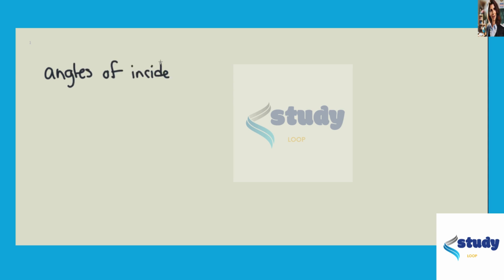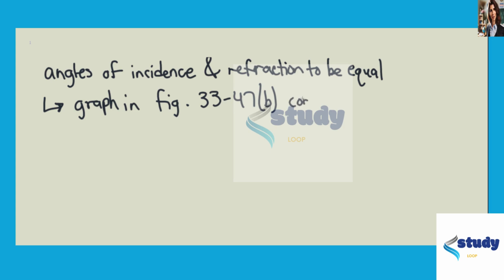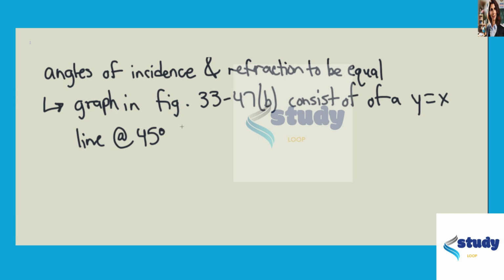So here we need the angles of incidence and refraction to be equal. We need essentially the graph in figure 33.47b to consist of a y equals x line at 45 degrees. However, this isn't the case.